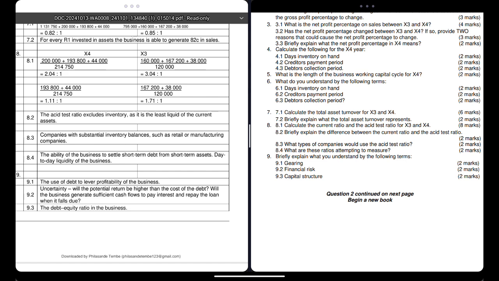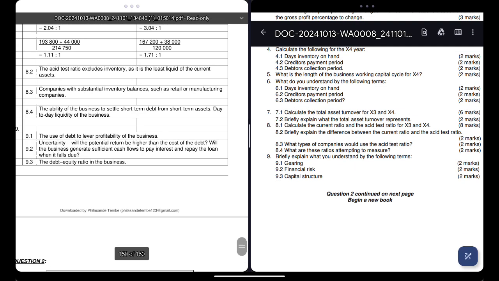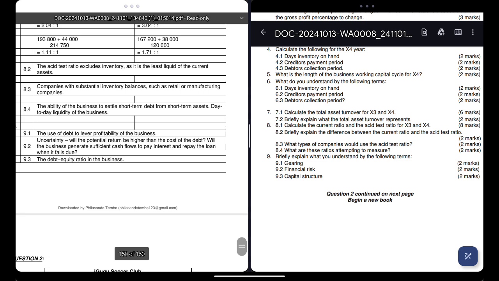8.4. What are the ratios attempting to measure? So basically, you're trying to find out if you can get the money from those assets to pay off those liabilities in the short term. So basically to convert those assets into money so you can pay off those debts, those liabilities.